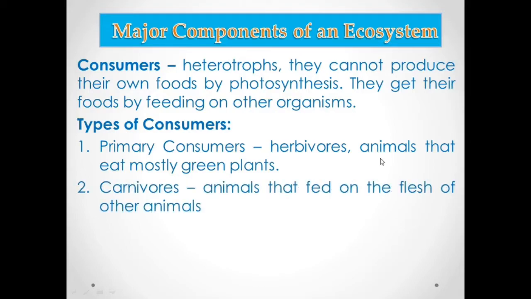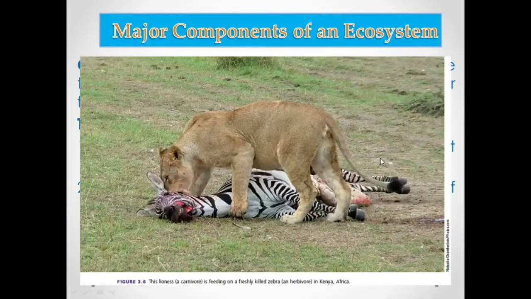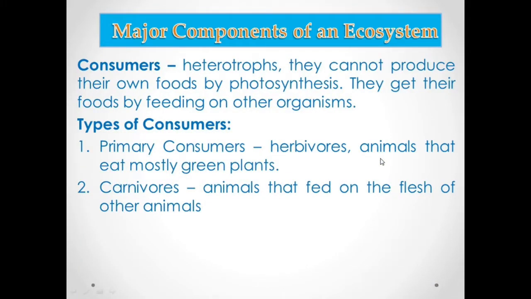We also have the carnivores. The carnivores are the meat eaters. They are the animals that feed on the flesh of other animals. Some carnivores, such as spiders, lions, and most small fishes, are secondary consumers. What we mean by secondary consumers is that they feed on the flesh of the herbivores, or the primary consumers. First we have producers, then primary consumers, and the ones that feed on primary consumers are the secondary consumers, which are actually carnivores.